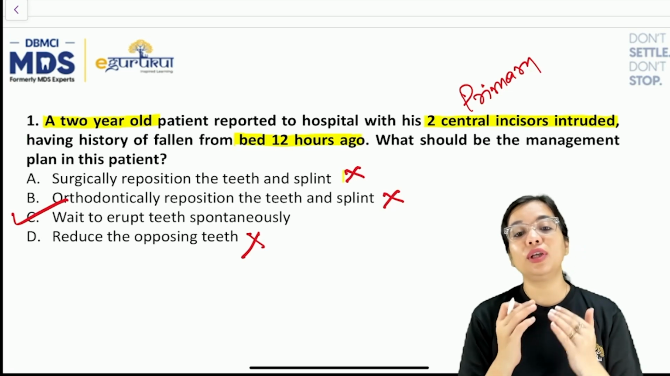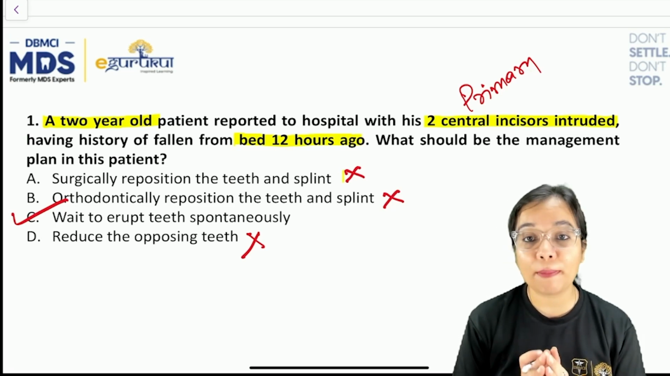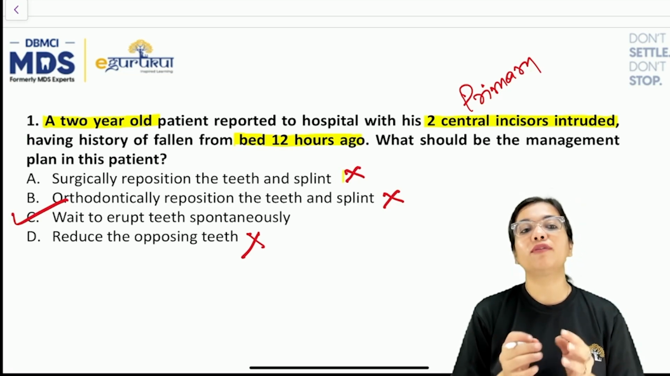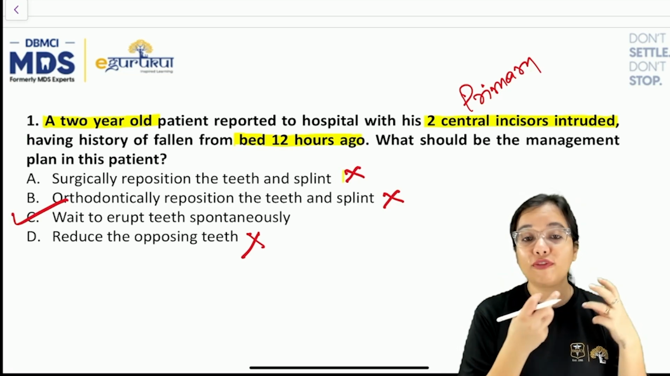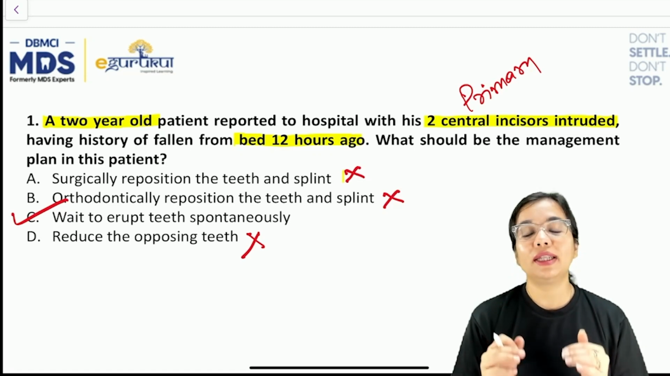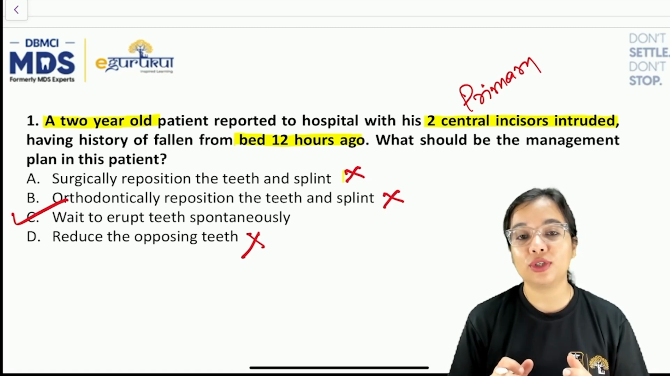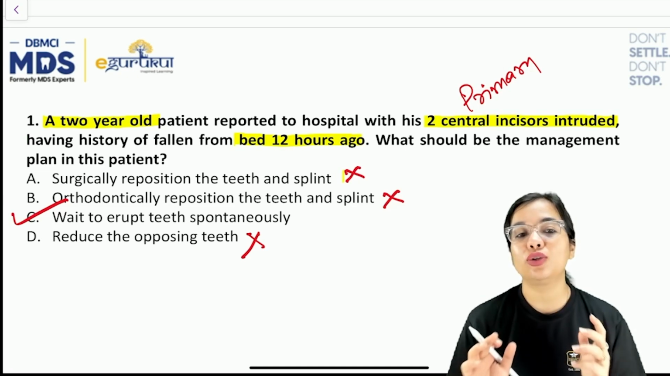You just have to reassure the parents. You have to give symptomatic relief for the pain that is there. You have to give ointments for any soft tissue or oral tissue injuries, and then you reassure them that the teeth are going to re-erupt into their position and that nothing needs to be done.